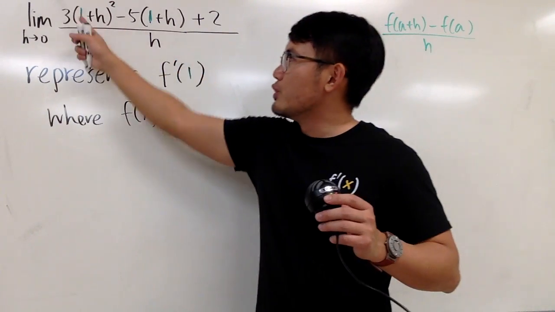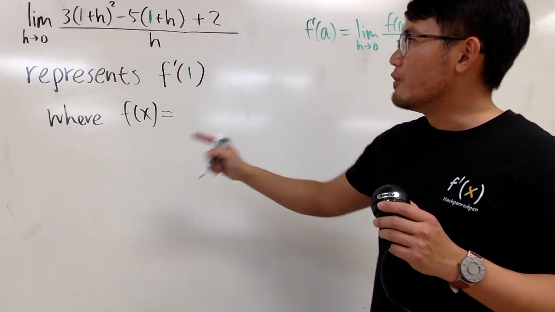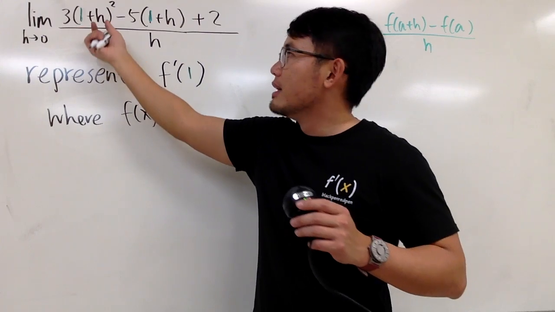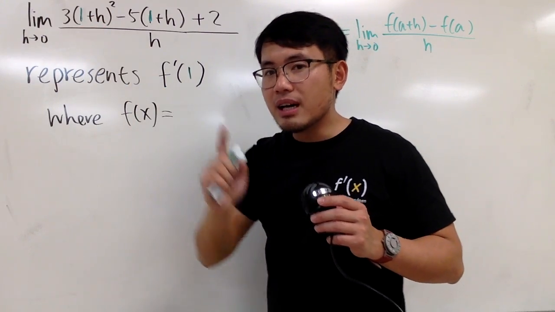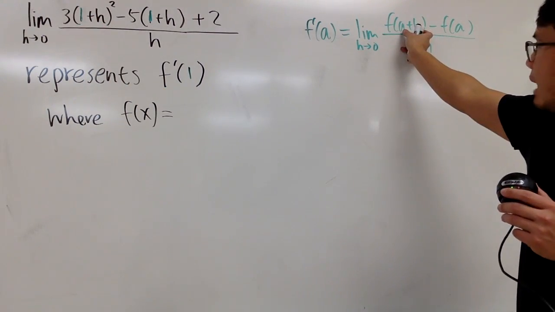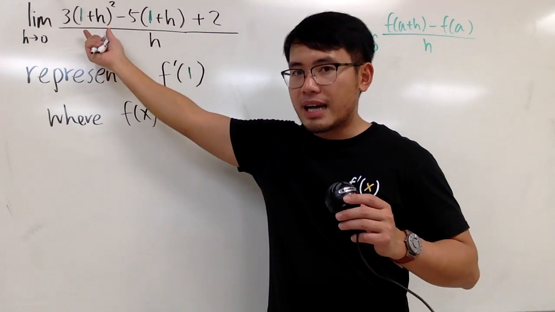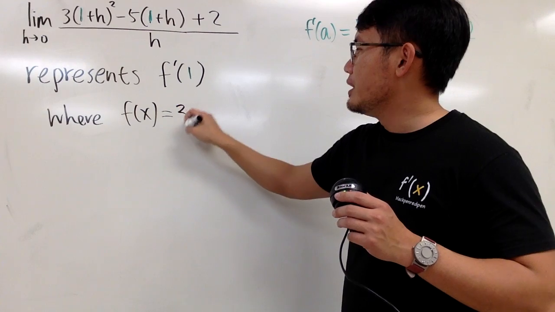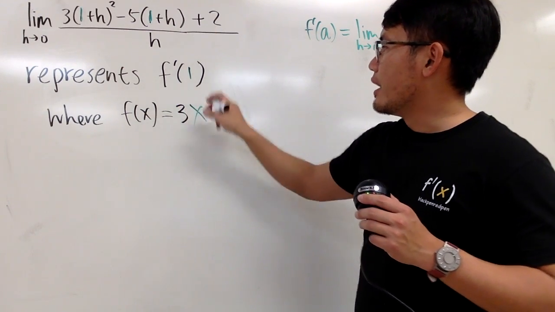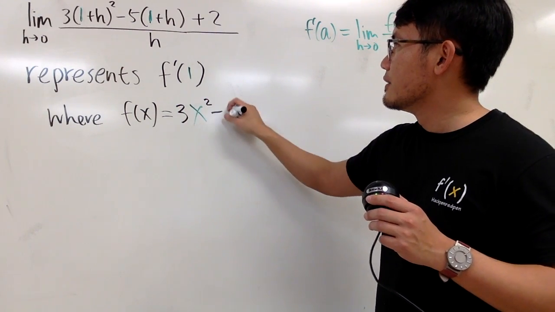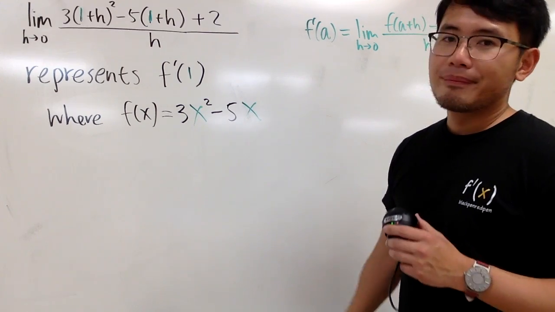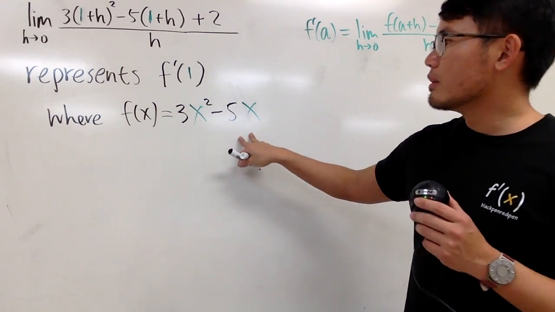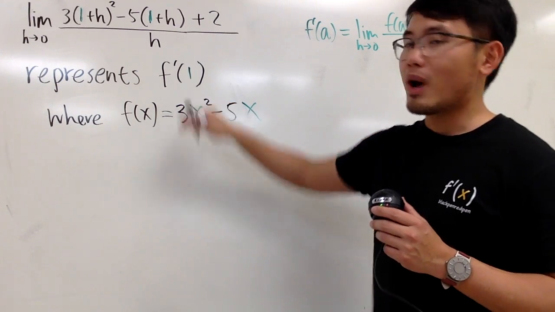So you're paying attention to this as your function. Your function is just 3x, right? This right here is the x, because you enter the a plus h into the x, that's how we get that, where a is 1. So you actually end up with 3x squared minus 5x. And that's it. This right here represents the derivative of this function at 1.